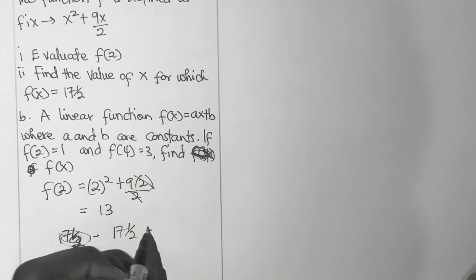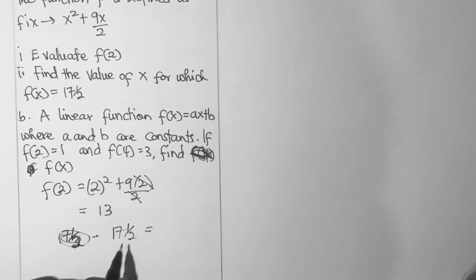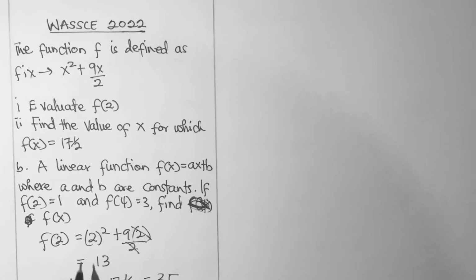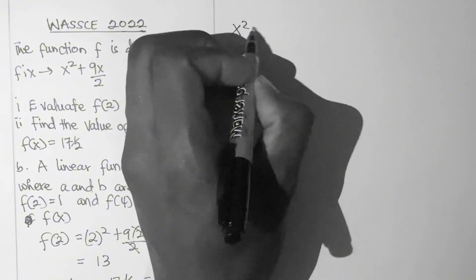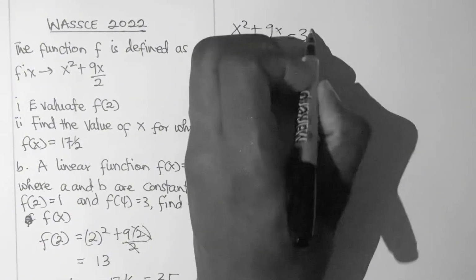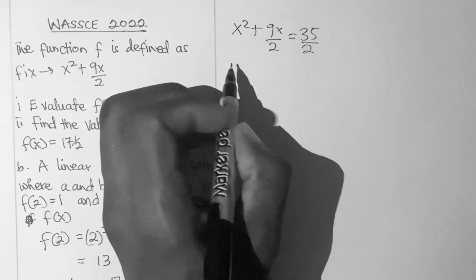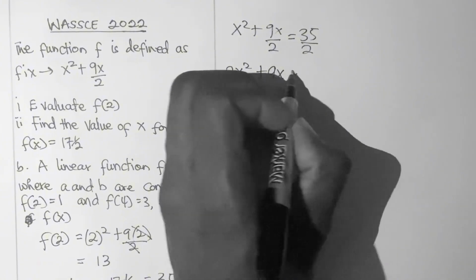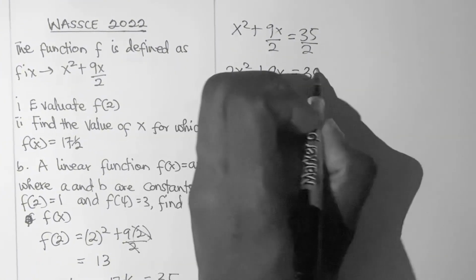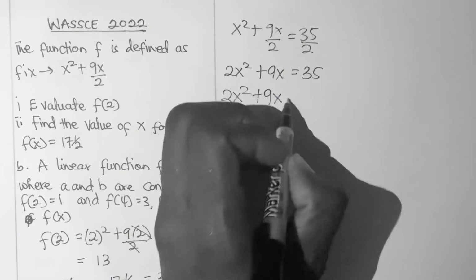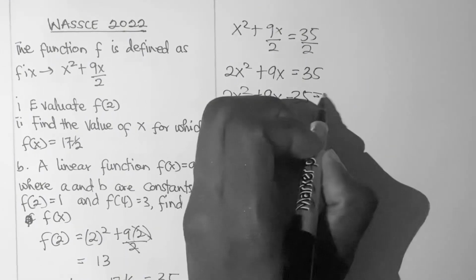Now the next part says we should find the value of x for which f of x equals 17.5. 17.5 is a mixed fraction, so let's convert it to an improper fraction. 17 times 2 is 34, plus 1 is 35. So this becomes 35 over 2. So x squared plus 9x over 2 is equal to 35 over 2. Let's multiply through by 2. It becomes 2x squared plus 9x equals 35. So this becomes 2x squared plus 9x minus 35 equals 0.